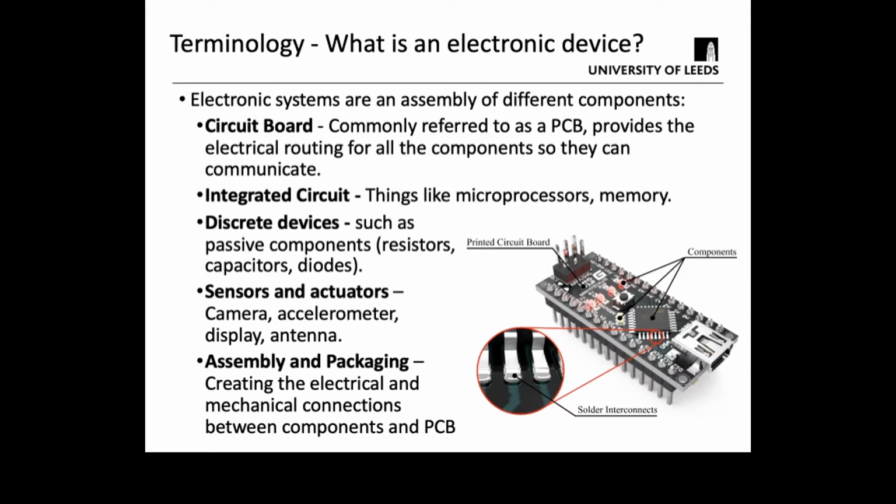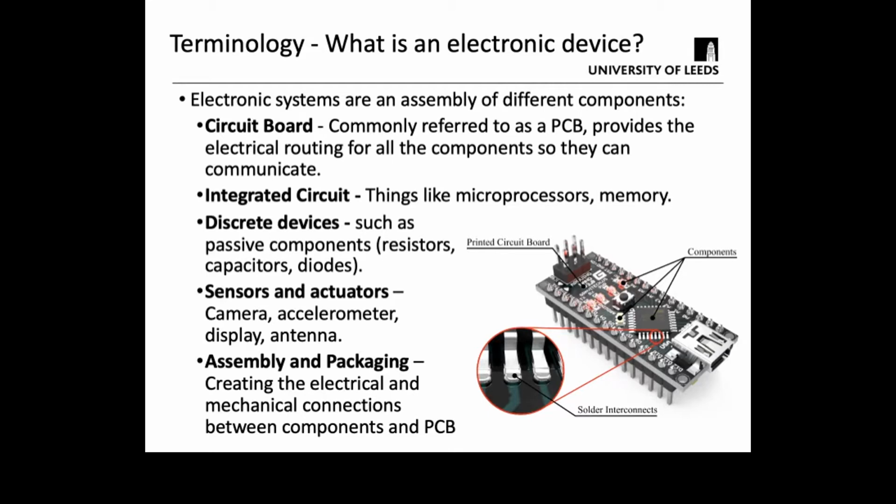not just the electronics, but it contains things like sensors and actuators. So in that case, I'd categorize things like the camera that you'd have on your phone, or the accelerometer that determines that the phone's being tilted, or the display, or the antennas that do the communication.